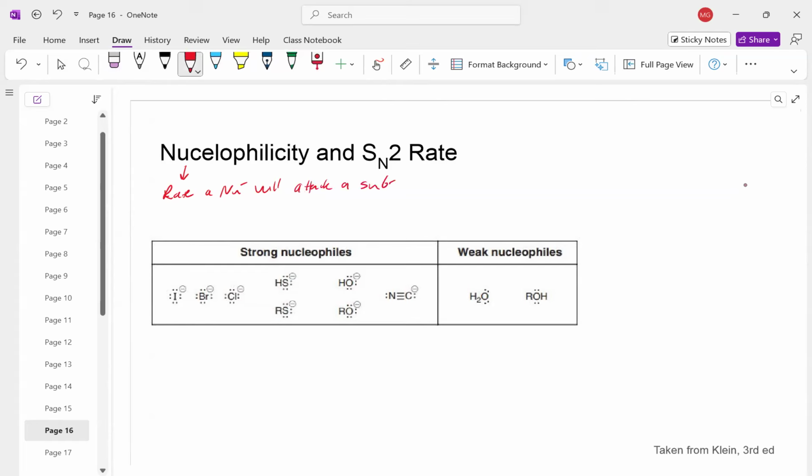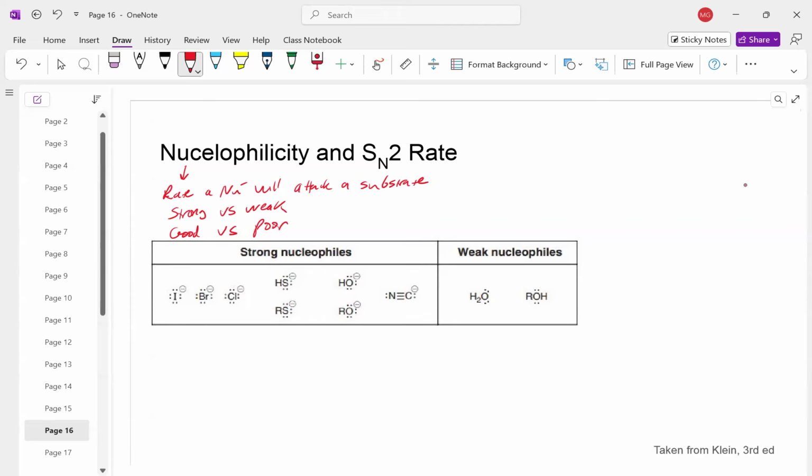Just because we label something as a nucleophile doesn't mean it reacts at the same speed as another nucleophile. And so we use some descriptors: we might say a nucleophile is strong if it reacts very quickly, or weak if it reacts very slowly. Or you might hear me use the descriptors good versus poor to describe their reactivities.